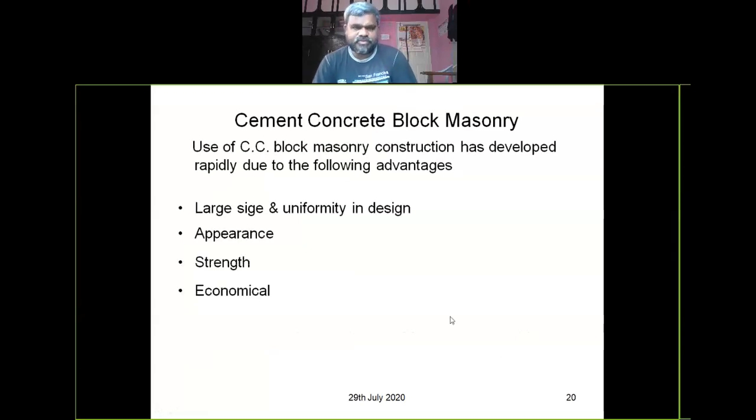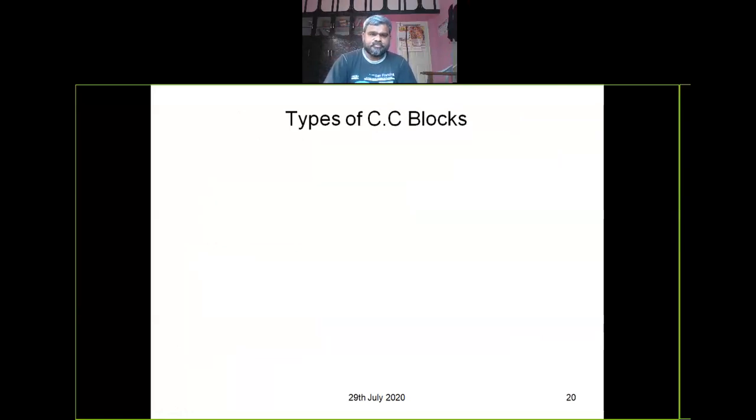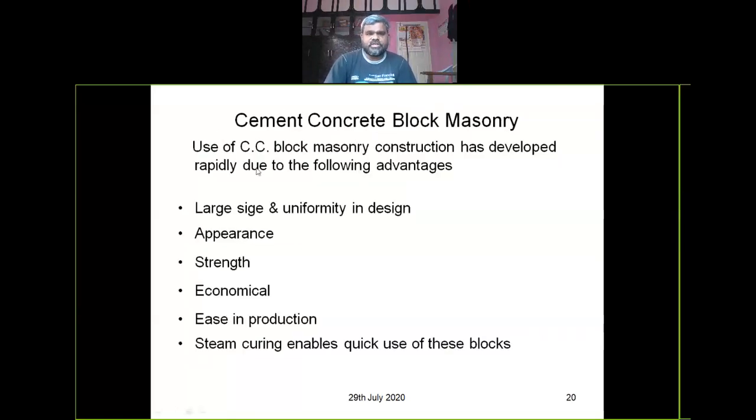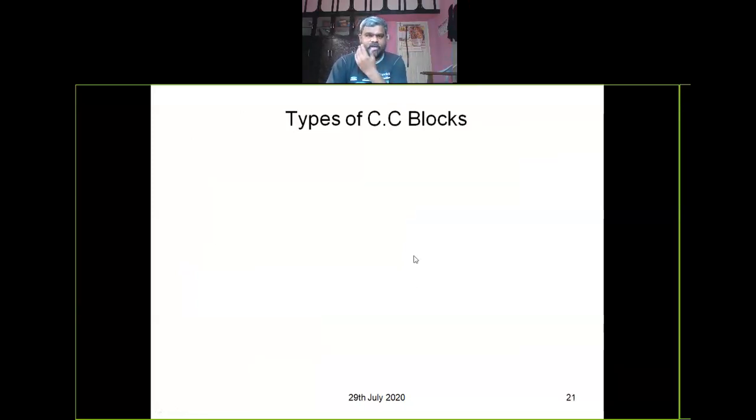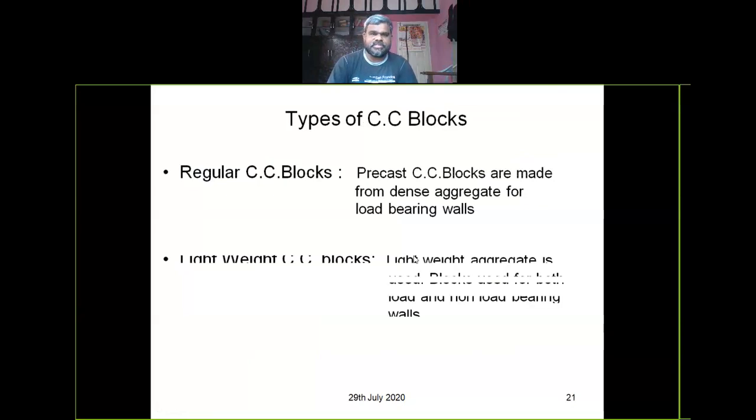And next, coming to cement concrete block masonry. The use of CC block masonry construction has developed rapidly due to the following advantages: large in size, uniformity in design, appearance, strength, economical, and easy in production. Steam curing enables quick use of these blocks. Right, types of CC blocks.